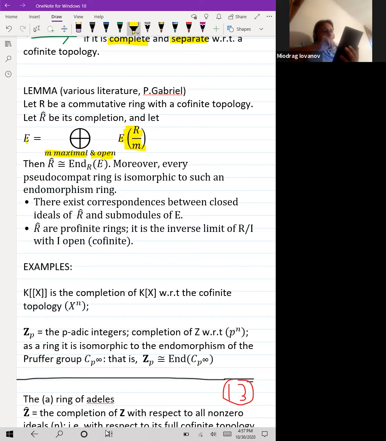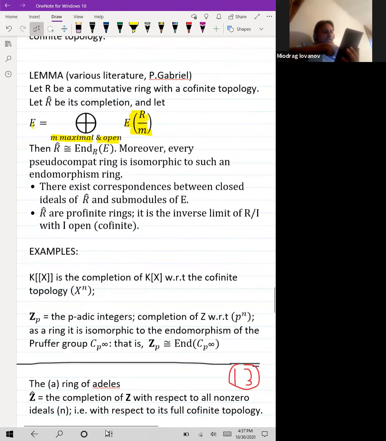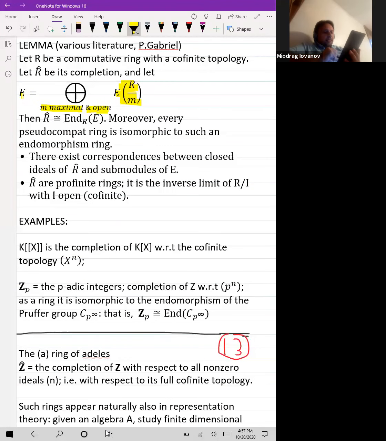So this is how all the complete rings, these pseudo-compact rings, appear. And there are correspondences between closed ideals of these rings and submodules of E. And as I said, these are profinite rings. So I'm kind of trying to give an introduction to these, and the classical, well-known examples. This is the completion of K[x], of course, with respect to the topology of these, and that's actually the cofinite topology.